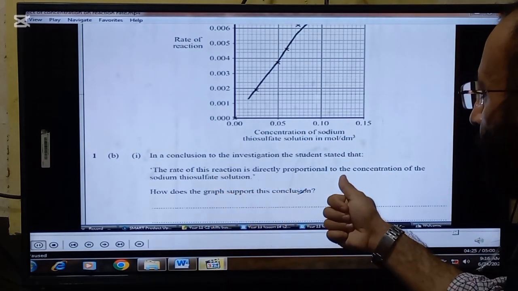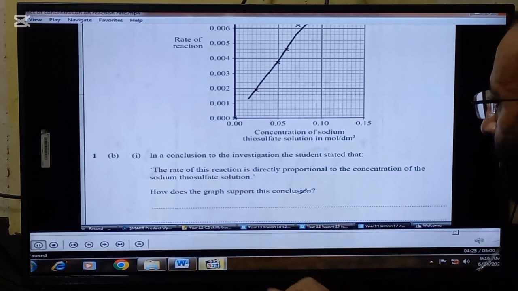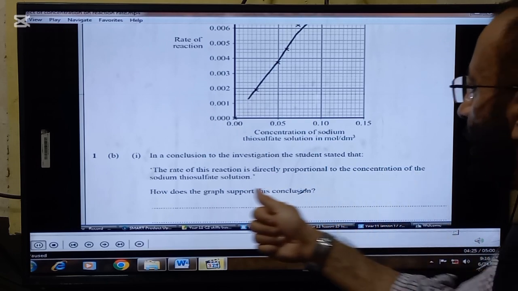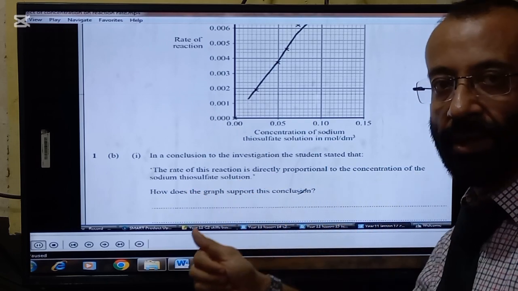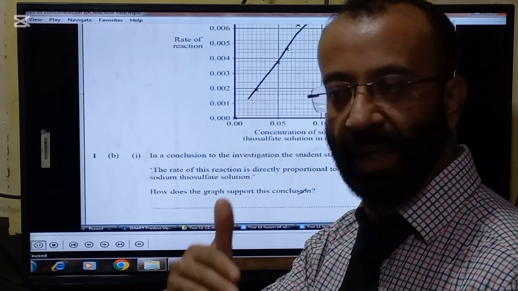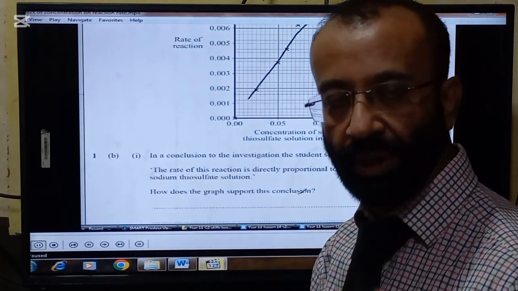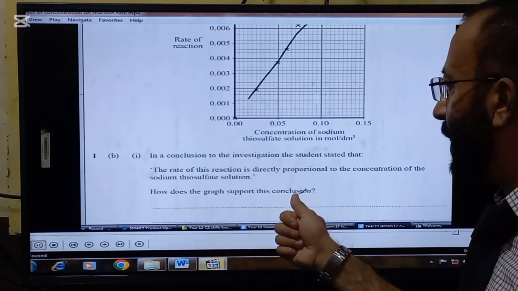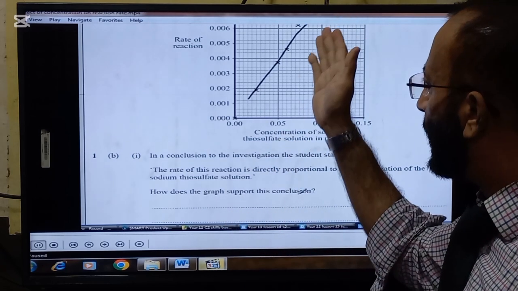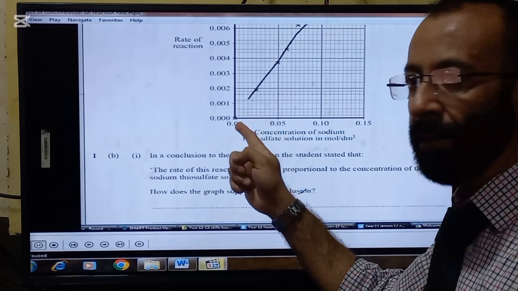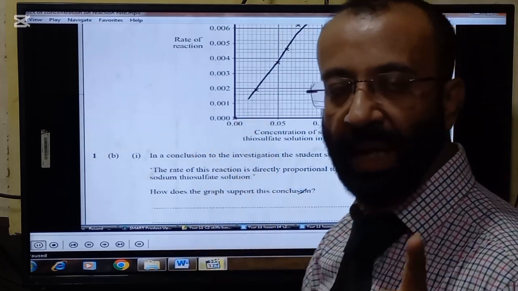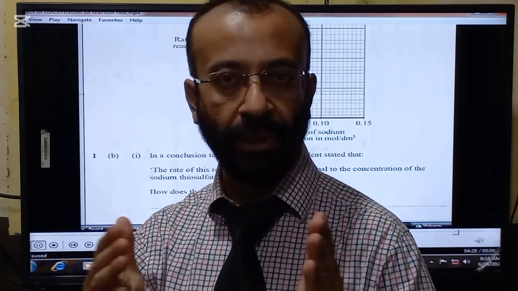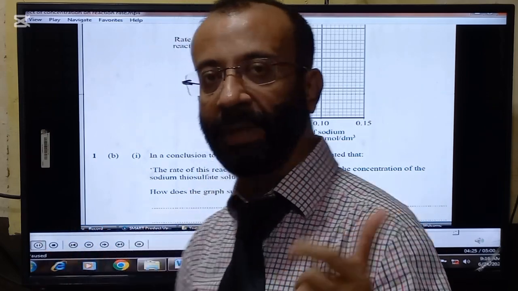And this is the most important question which frequently comes in the paper. The rate of this reaction is directly proportional to the concentration of the sodium thiosulfate. So the question is, the rate of the chemical reaction is directly proportional to the concentration of the reactants. How does the graph support this conclusion? So when you draw the line of best fit that passes through the origin, that will be a proof that the rate of the chemical reaction is directly proportional to the concentration of the reactants.